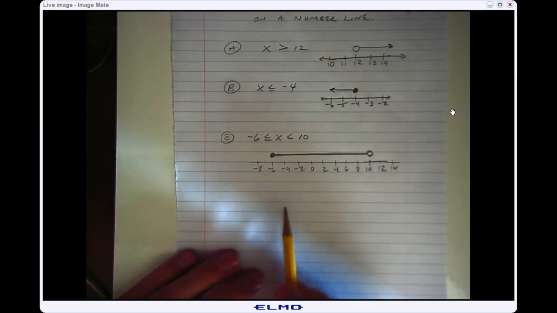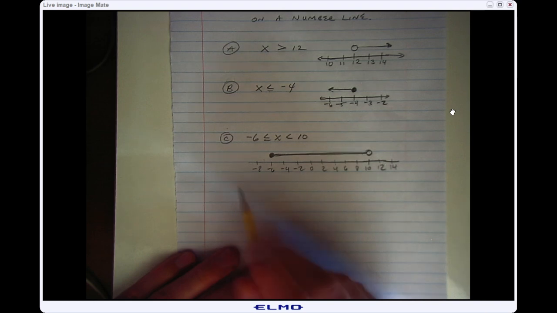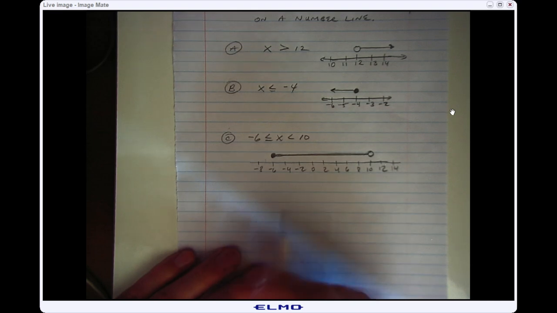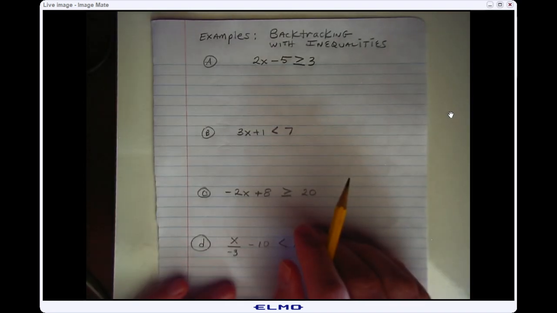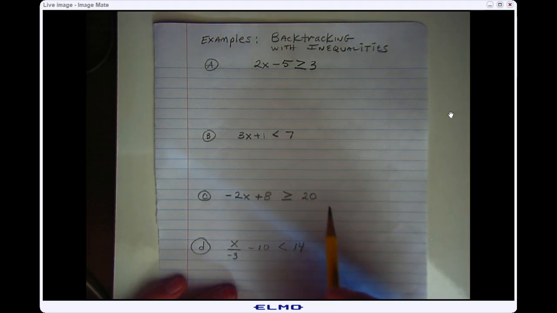Now there are instances when you do this that sometimes you have an arrow going in two different directions. We'll talk about that in our next lesson. The last thing I want to show you in this video is how to backtrack with an inequality symbol. Now backtracking is very similar to what we've done all year with backtracking with an equal sign. It's just you have an inequality.